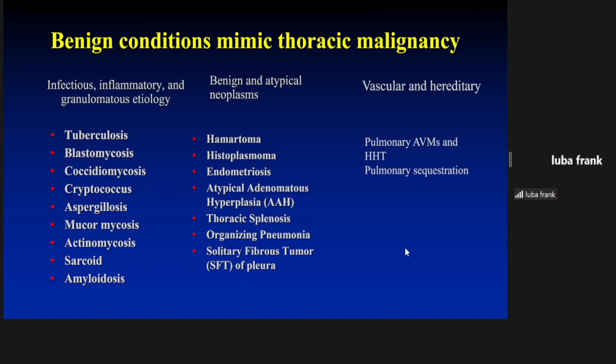Benign and atypical neoplasms include hamartoma, histoplasmoma, endometriosis, and I'll show you a thoracic endometriosis case as well, atypical adenomatous hyperplasia or AAH, thoracic splenosis, organizing pneumonia, solitary fibrous tumor as well. I did include vascular and hereditary diseases here too. There are not that many, but pulmonary AVM and HHT, as well as pulmonary sequestration, I believe should be covered in that topic because they do look like malignancy sometimes.